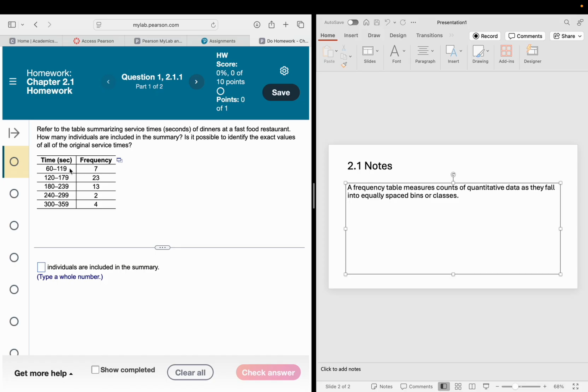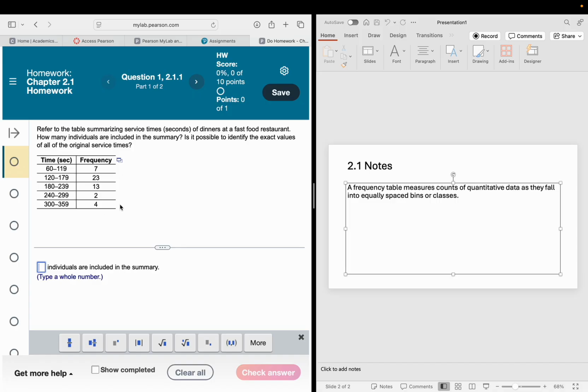We have 60 to 119 seconds, then 120 to 179 seconds, 180 to 239. What I want you to see first is that these are equally spaced bins. Once we start counting by 60, we follow that through. We'll talk about that more in a minute. And also that we have these frequencies here.